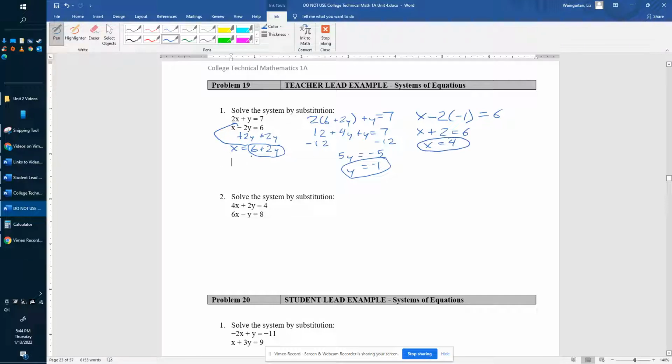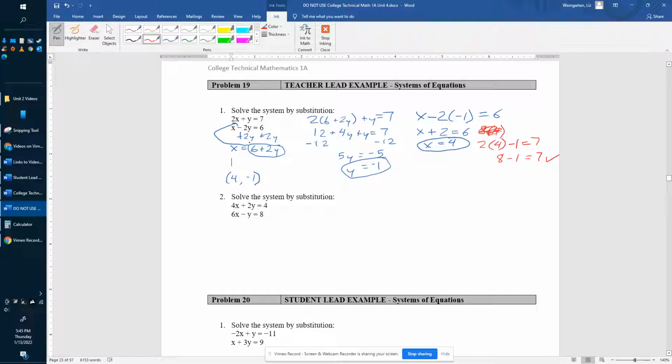Now let's check in our original equations. Our ordered pair is 4, negative 1. So we're going to plug that into both equations, make sure we didn't make any mistakes. I'm going to grab a different color for when we're checking our equations. So we have 2 times 4 minus 1, because y is negative 1, equals 7. 8 minus 1 equals 7, and that is true.